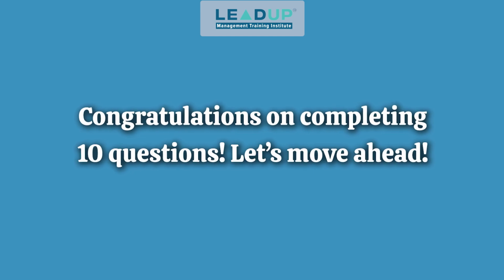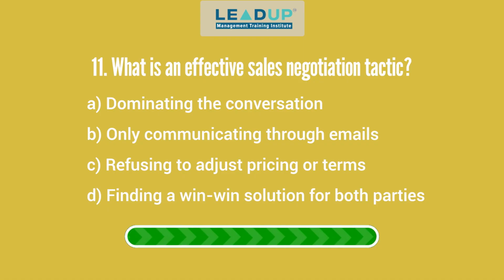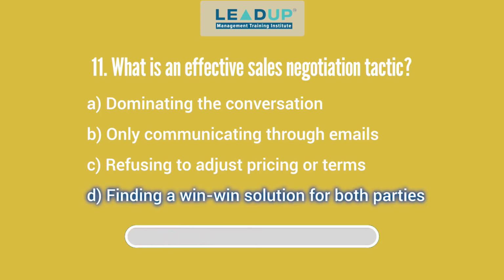Congratulations on completing 10 questions. Let's move ahead. Question 11. What is an effective sales negotiation tactic? A. Dominating the conversation. B. Only communicating through emails. C. Refusing to adjust pricing or terms. And D. Finding a win-win solution for both parties. Answer: finding a win-win solution for both parties.